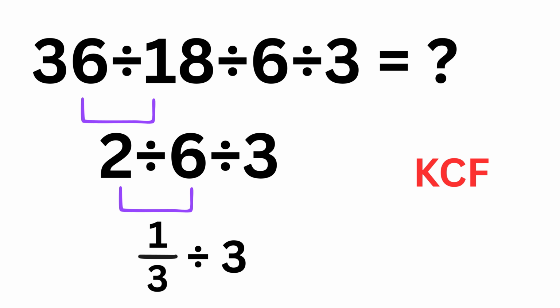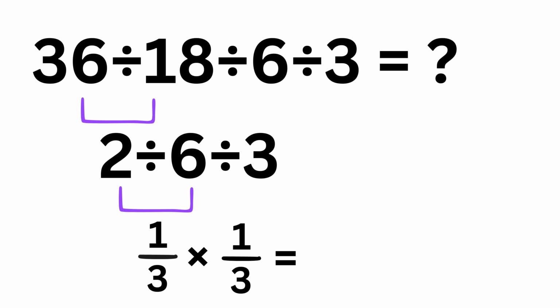Now, according to the KCF rule, K stands for keep, C stands for change, and F stands for flip. We keep the first fraction, change division to multiplication, and flip the second fraction. So we get 1 over 3 multiplied by 1 over 3, which equals 1 over 9.